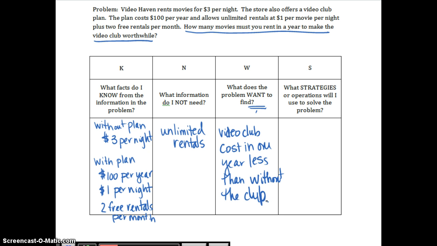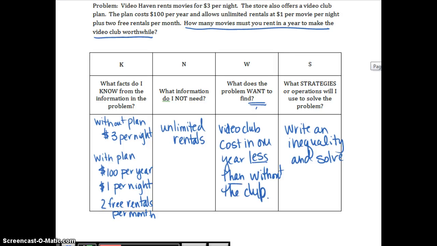Okay, so we're looking at the cost. And if you notice here, the word less than triggers in mathematics you to think about inequality. So that's the strategy that we're gonna use. We're gonna write an inequality and solve it. Okay, so this chart allows us to think about how we're going to go about solving this problem. So that's the next step in our process.